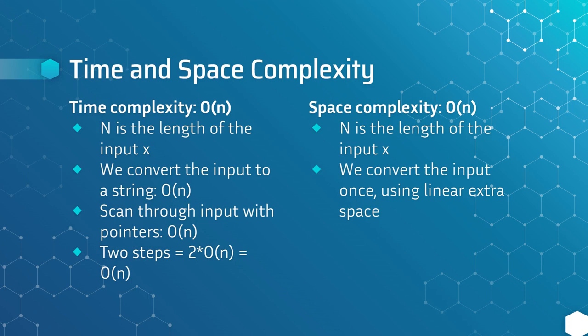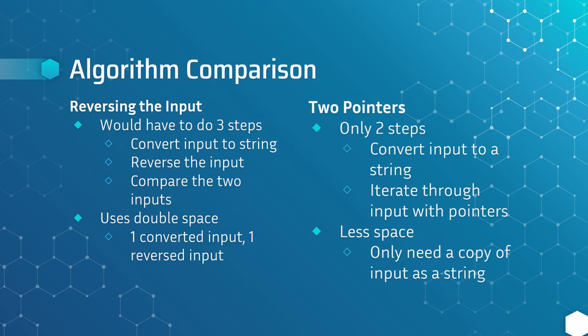Space complexity is also O of n, where n is the length of the input x. We converted the input once using linear extra space. Alright, now we're going to do an algorithm comparison. So looking at the reversing the input algorithm, we'd have to do 3 steps. First, convert input to a string. Second, reverse the input. And third, compare the 2 inputs. This costs a lot more time. And also it uses double the space since we have to keep 1 converted input and 1 reversed input.